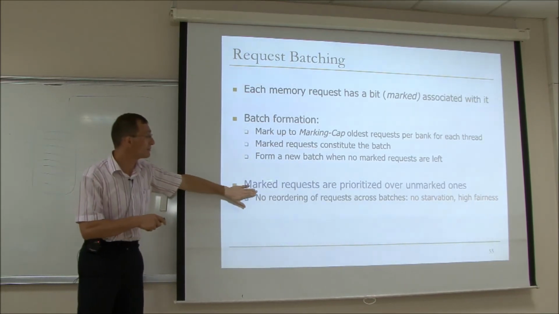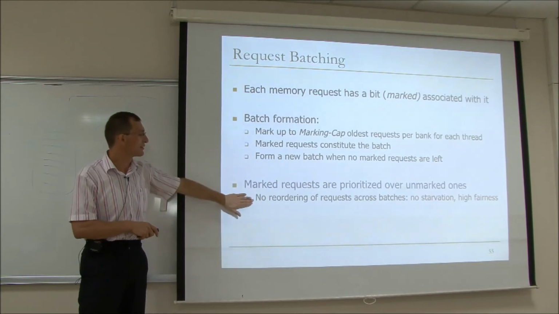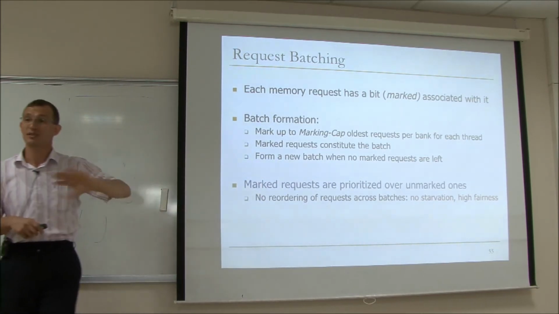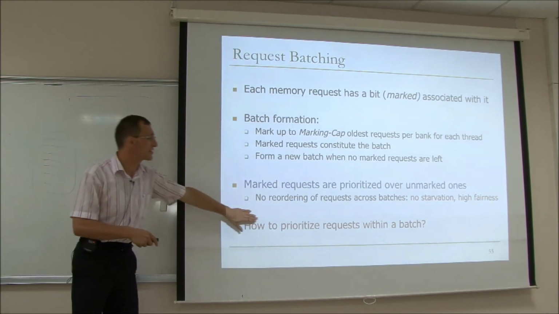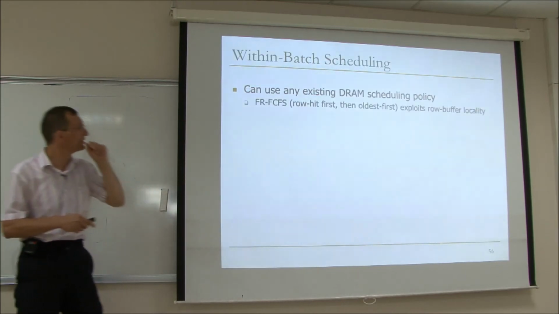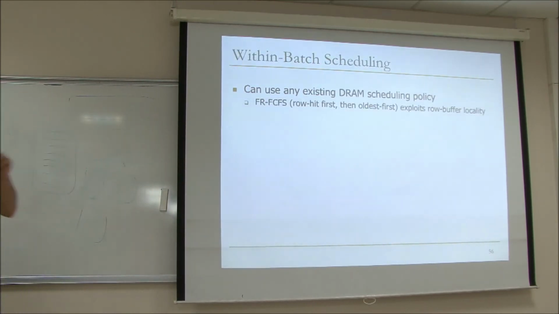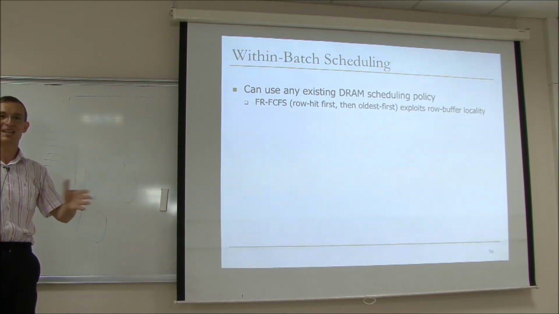And the memory controller prioritizes marked requests over unmarked ones. There is no reordering of requests across the batches. As a result, there is no starvation. Then the key question is, how do you actually prioritize requests that are marked, that are within a batch? Actually, you can use any existing DRAM scheduling policy for this. You can just use batching and any existing DRAM scheduling policy with it.